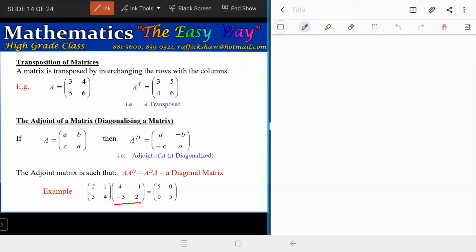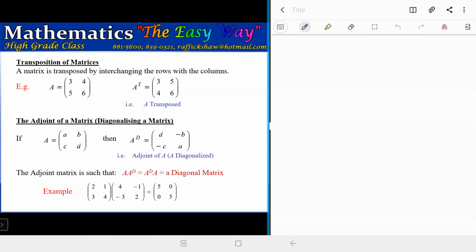This is the adjoint of this matrix. When we multiply them, we end up with that matrix, which is a diagonal matrix. It is a diagonal matrix because only the elements on the leading diagonal are not equal to 0. All right, so that's the first tool that we're looking at, the adjoint matrix.